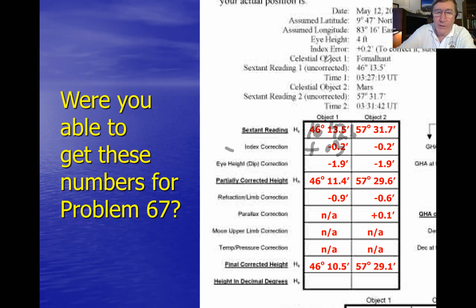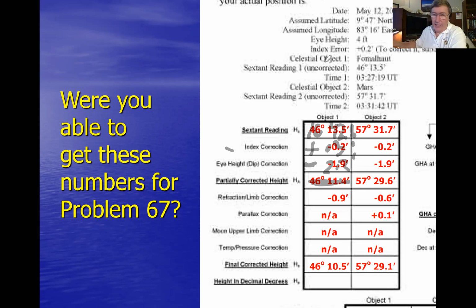So that means we would need to subtract 2.2, and these are always minutes. These are never going to be degrees. So then what we do is we take 16 degrees 42 minutes, we add 0.3, we subtract 2.2, and whatever we get, that is our partially corrected height.